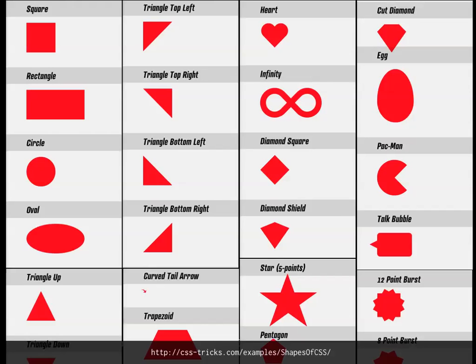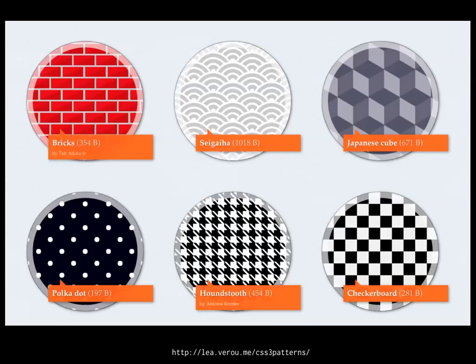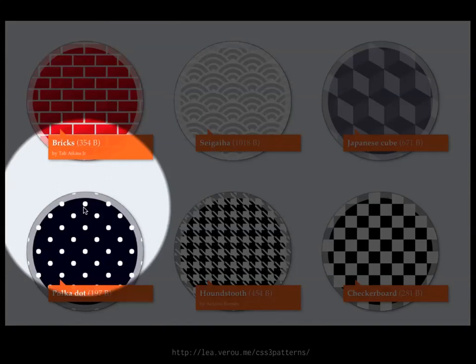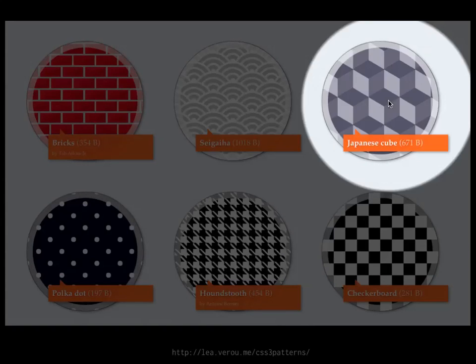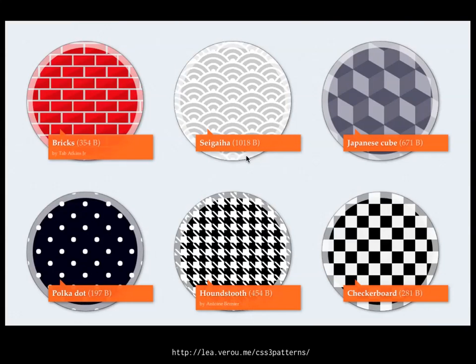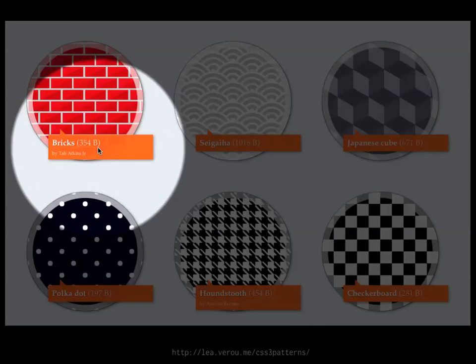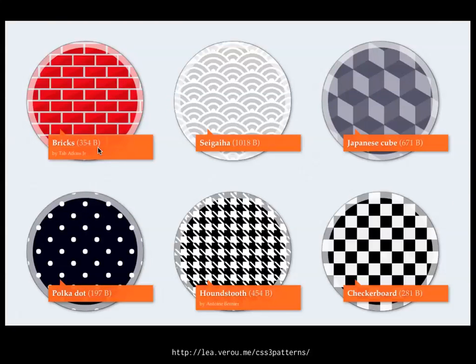Some folks have taken this a step farther and used CSS gradients to create patterns. So all of these patterns that you're seeing here and a bunch more are created entirely with CSS. There's no image involved at all. The sizes of these are very small. For instance, this bricks image is only 354 bytes. That's bytes. That's a third of a kilobyte to make that pattern, and these tile beautifully.